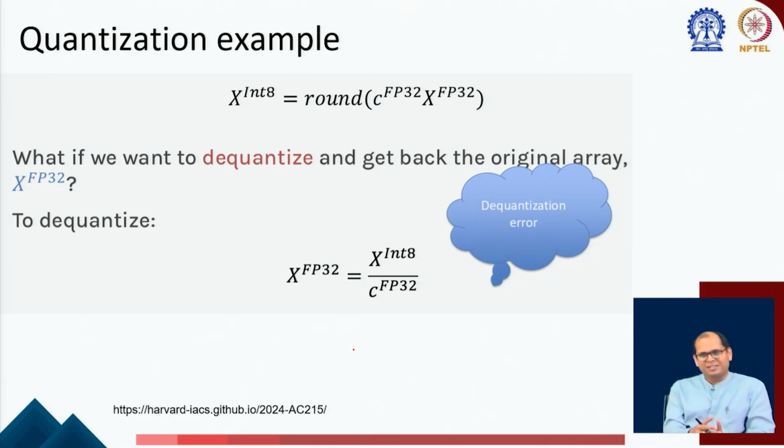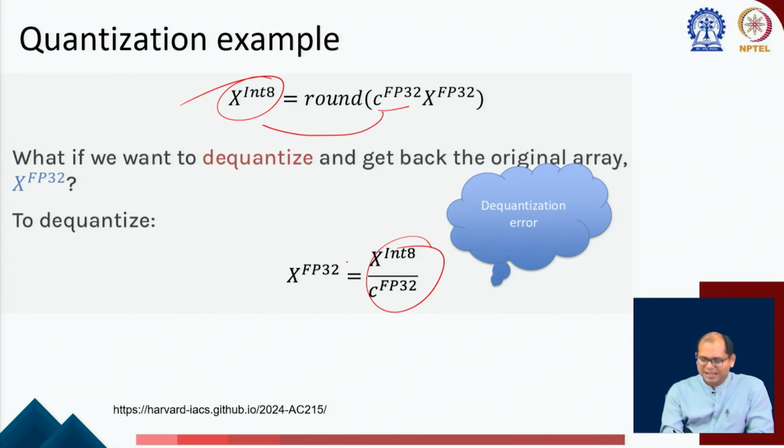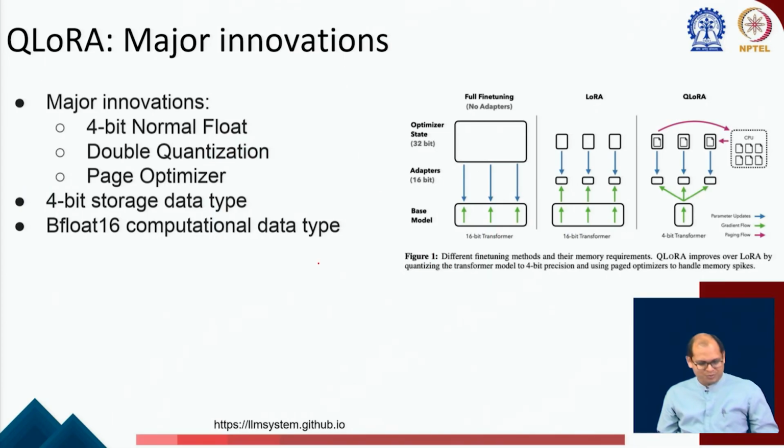You quantize to save it in less memory, but when you actually have to work with these, you have to dequantize these, right? So you have to get back the original number. So how do you dequantize this? Okay, you can say, I have an int 8 number, I divide it by this constant, and this will give me an approximate value of its 32 precision, right? It will not give me the exact value.